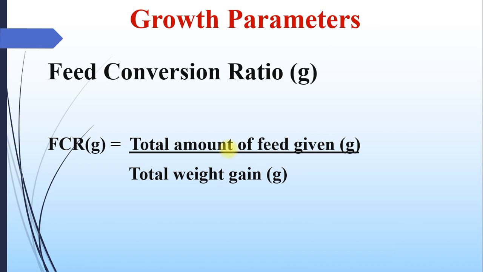Then feed conversion ratio, FCR, in grams, equals total amount of feed given in grams divided by total weight gain in grams.